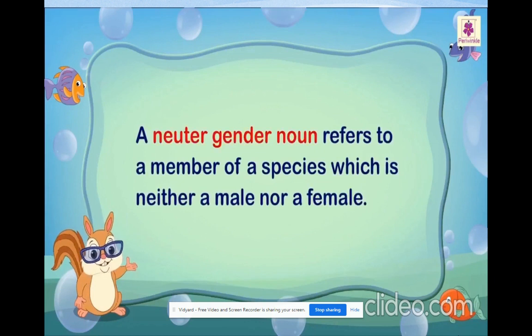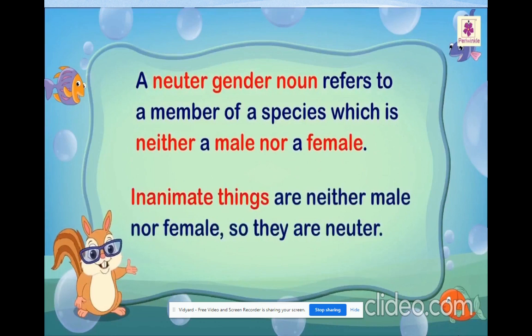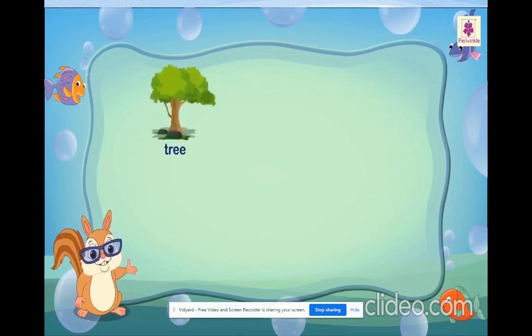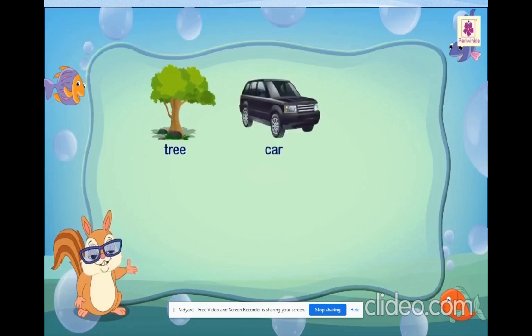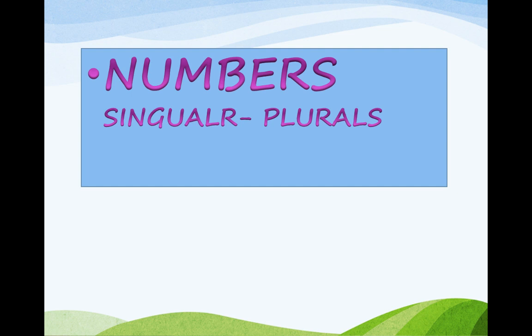A neuter gender noun refers to a member of a species which is neither a male nor a female. Inanimate things are neither male nor female, so they are neuter. For example, tree, car, computer, eye, and body. So, I hope you understand about gender. Now let's move to the next topic, that is numbers.